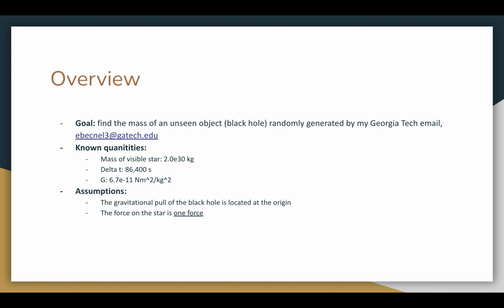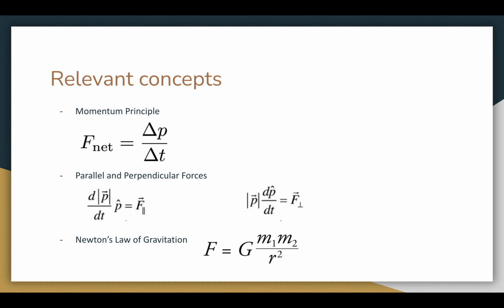Before we begin this lab, we first assume that the black hole that is exerting a gravitational force on the star is located at the origin. We're also assuming that there's only one force acting on the star. In other words, the net force acting on the star is just the gravitational force from the black hole. Some relevant concepts that we will be applying in this lab are the momentum principle, parallel and perpendicular forces equations derived from the momentum principle, and Newton's law of gravitation.